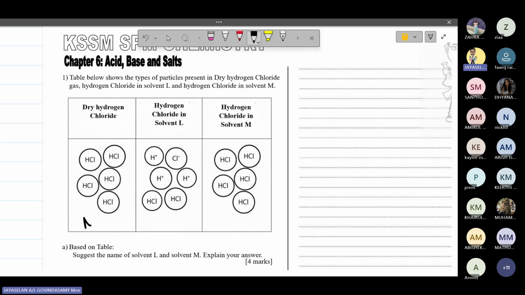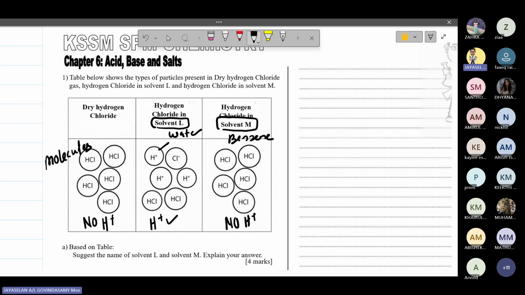So di sini no hydrogen ion. They exist as what? They exist as molecules. Kan? Here got hydrogen ion. Hydrogen ion ada. That means the solvent L is called what? Water. Okay, here is no hydrogen ion. This means the solvent M. Okay, don't put organic solvent. Name one organic solvent. You can name benzene, methyl benzene solution, propanone solution. Okay, macam ni. So you already scored 2 marks lah.